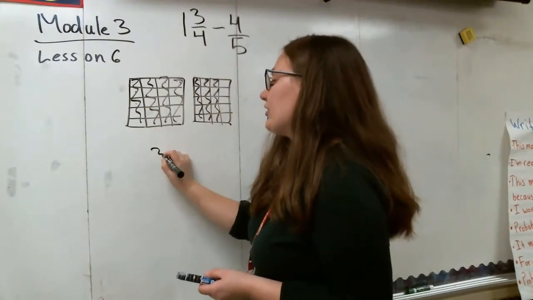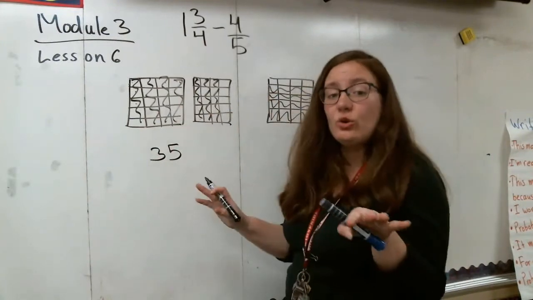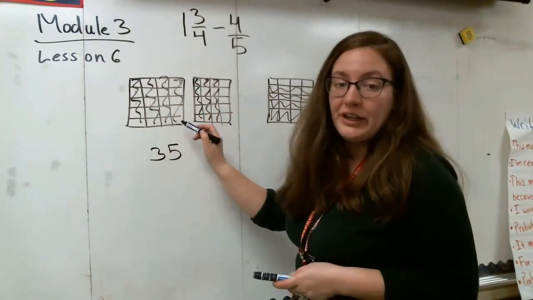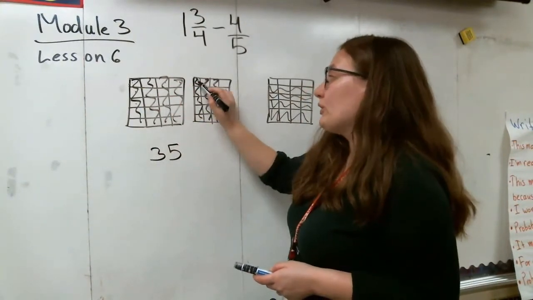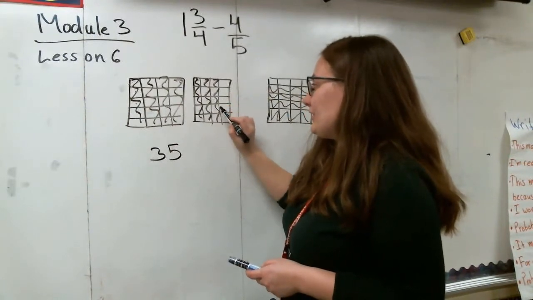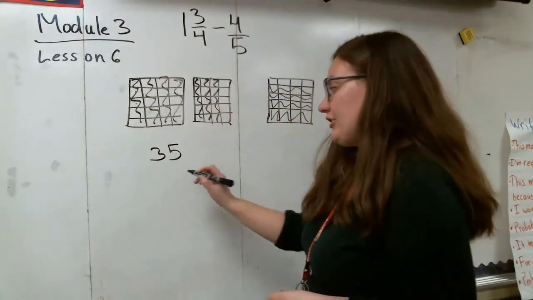That would be 35. If you can't do all that math in your head, that's totally fine. You can count these dots if you need to one by one, or count 20 over here, and then do 21, 22, 23, 24, 25, 26, 27, 28, 29, 30, 31, 32, 33, 34, 35. That is also fine to do that strategy.